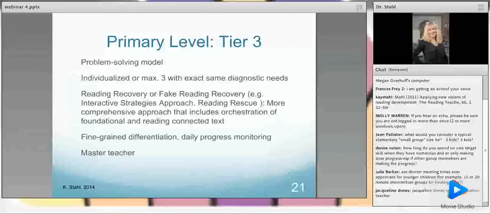These children need a more comprehensive approach. You do need 30 minutes for a comprehensive approach that includes the orchestration of those foundational skills, the phonics, the word recognition, and reading connected text. There needs to be fine-grained differentiation at this level for these children, and there needs to be daily progress monitoring. A running record must be taken each day. This requires a master teacher.